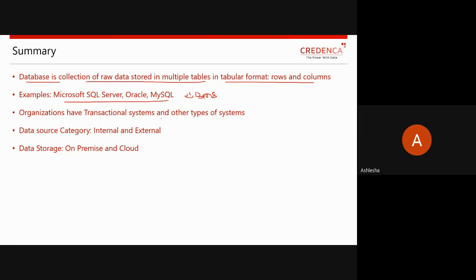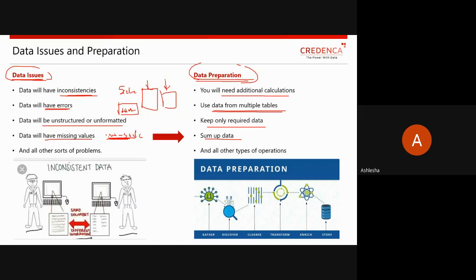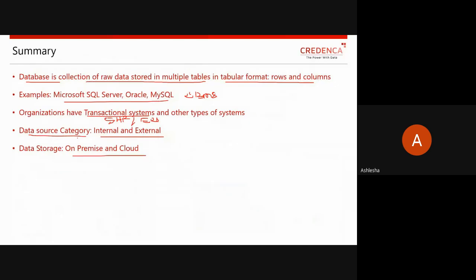Organizations have transactional systems and other types of systems. We discussed transactional systems like SAP, ERP, Excel files, then CRM. All these are nothing but transactional systems used by different organizations. Then we classified the data sources as internal, external, on premises and on cloud. And at the last, we discussed data issues and data preparation.